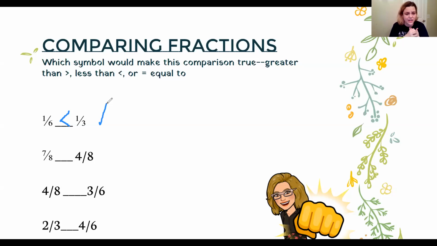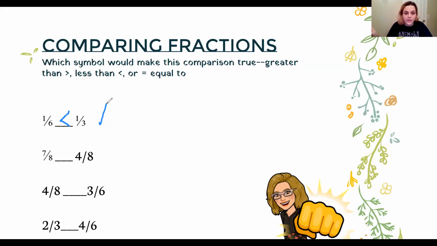We have 7/8 and we have 4/8. So which fraction is greater than, less than, or equal to? Well, if I look at 4/8, I know 4/8 is the same as 1/2, and 7/8 is almost close, right? It's only one piece away from being a whole. Do you guys see that? Because I just need to make it 8/8 to make it a whole.